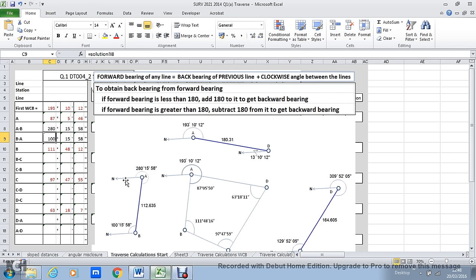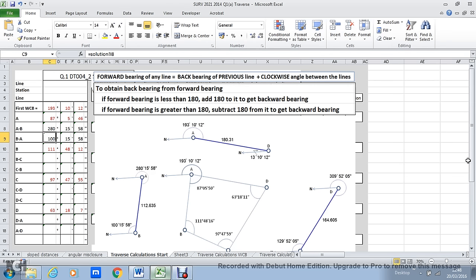If I bring this north vector down here and draw it in at the tail at station B, you can see the angle here is slightly greater than 90 degrees, and it makes sense that that clockwise angle measured from that north direction is 100 degrees, 15 minutes and 58 seconds.